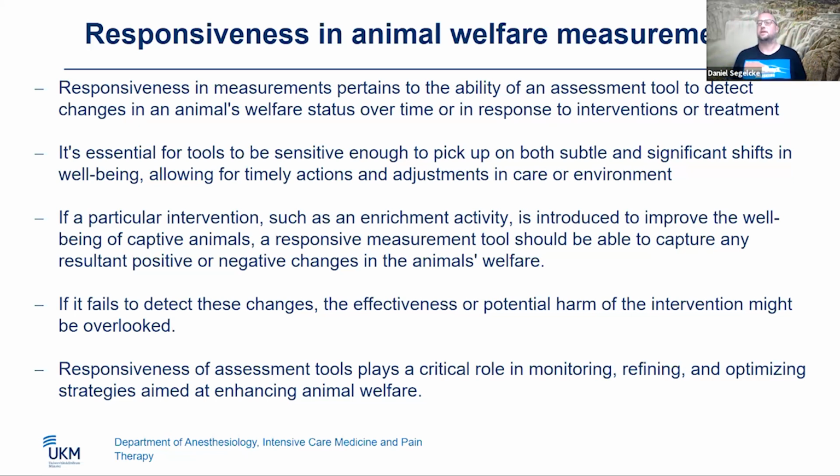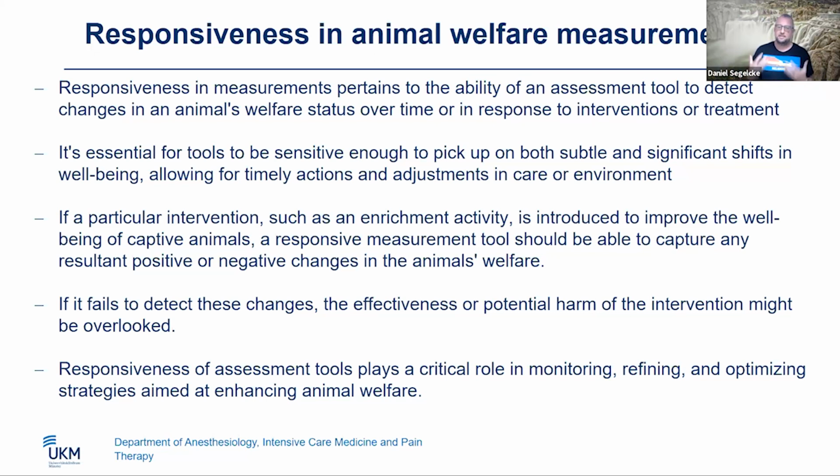Examples could be here analgesic treatment or giving some diets on the ground of the cage or so. If a particular intervention, such as an enrichment activity or analgesic treatment, is introduced to improve the well-being of animals, a responsive measurement tool should be able to capture any, and this is very important here, positive or negative changes in animals' welfare. If it fails to detect these changes, the effectiveness or responsiveness of this tool is low, and the effectiveness or potential harm of the intervention might be overlooked.